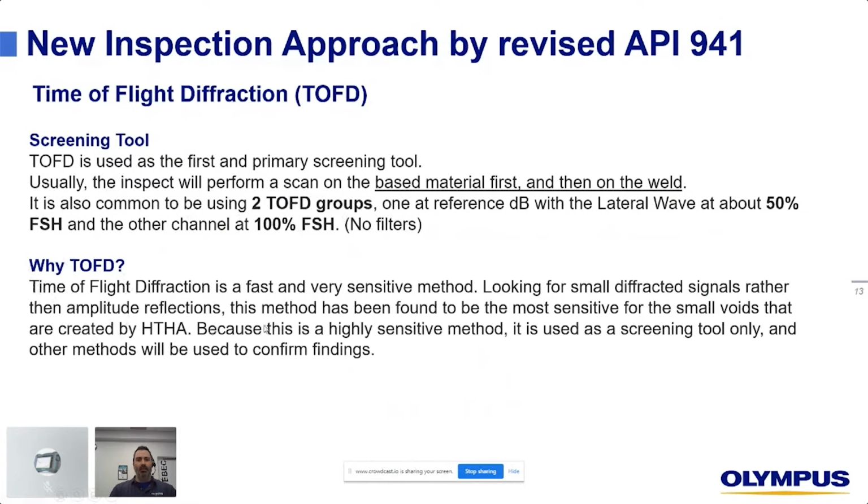Why TOFD? Because it is fast, first of all, and also a very sensitive method. We don't use pulse echo reflection for the TOFD technique. We use diffraction, so it's very sensitive to smaller voids. Highly sensitive, and it's also used as a screening method. Well, basically, repeating again.